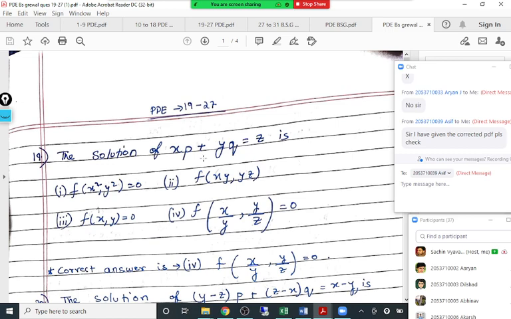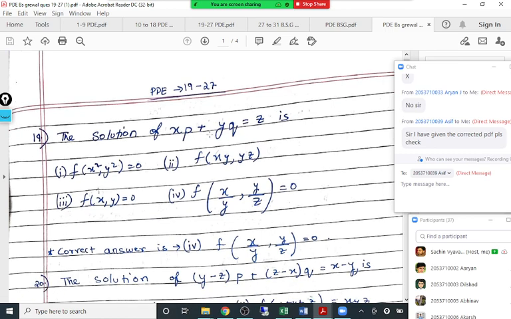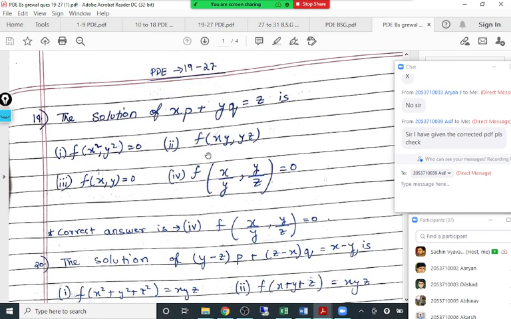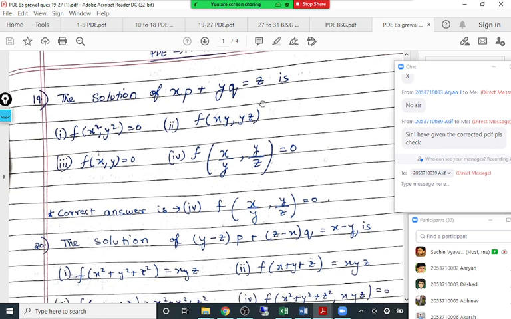So we are moving on to the 19th now. It is solved by Asif. The 19th question is xp plus yq equal to z, and we want a solution for this. Which form is this one? You'll observe Pp plus Qq equal to R. So you have to solve it by Lagrange's equation, and the direct answer is written here.